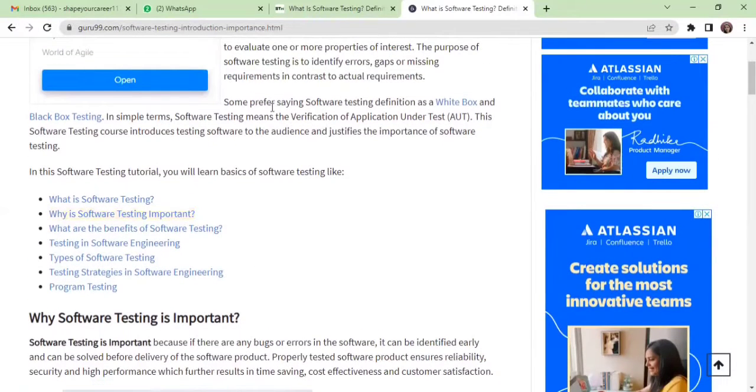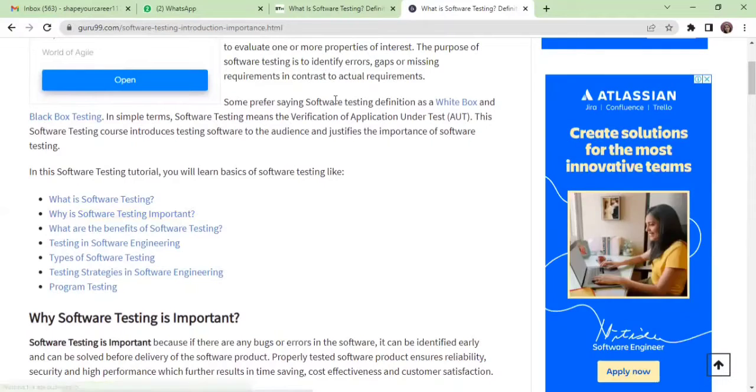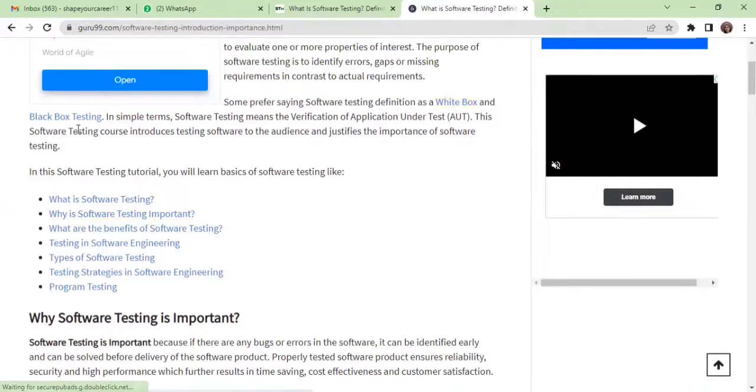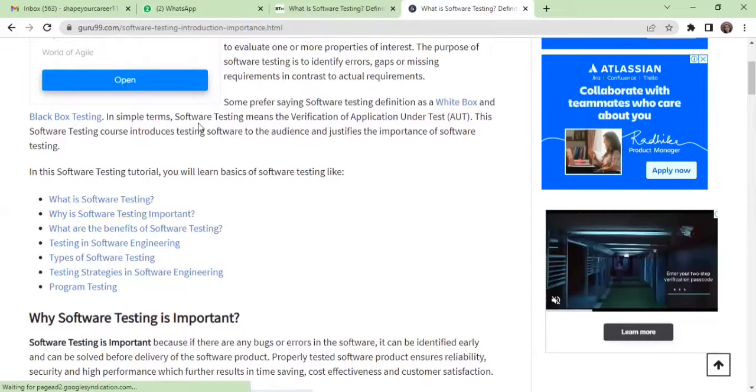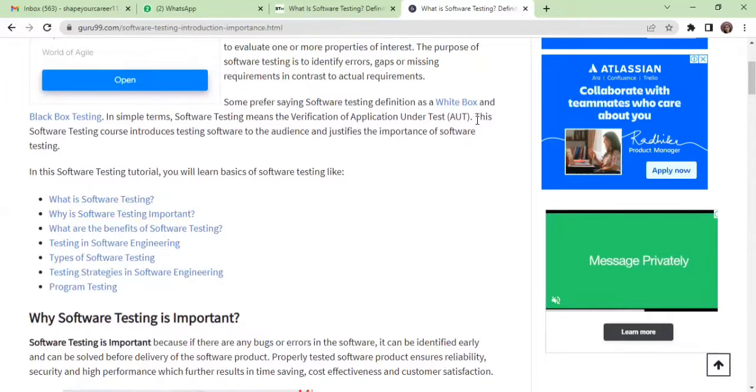Some people prefer defining software testing as white box testing and black box testing. In simple terms, software testing means the verification of the application under test. This software testing course introduces testing to the audience and justifies its importance.